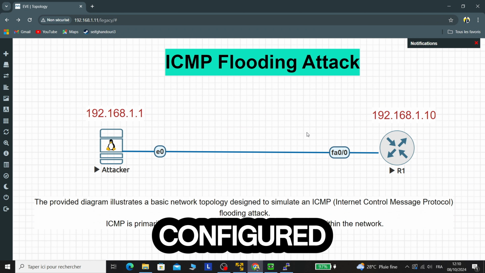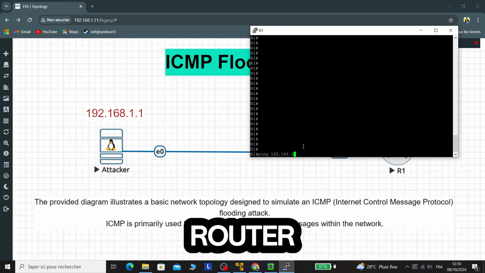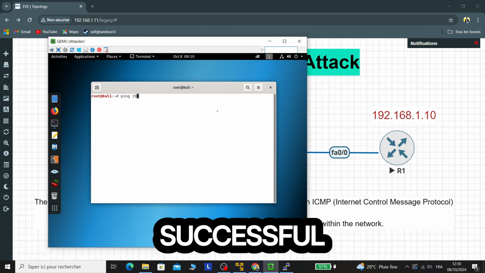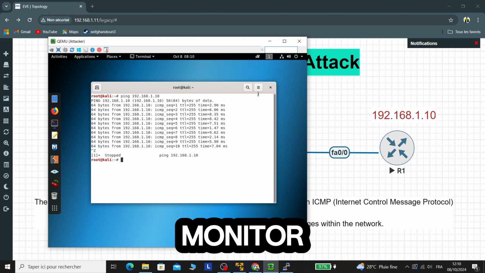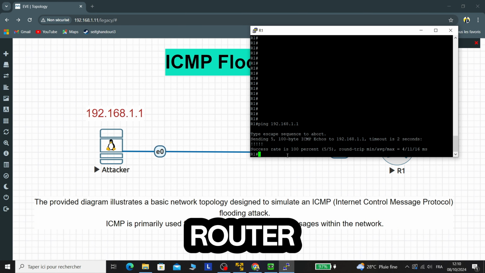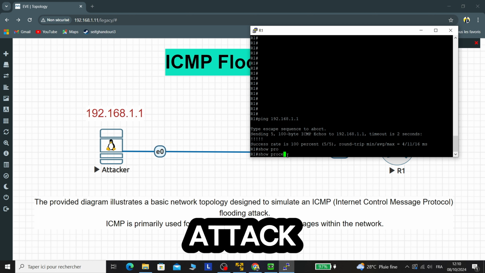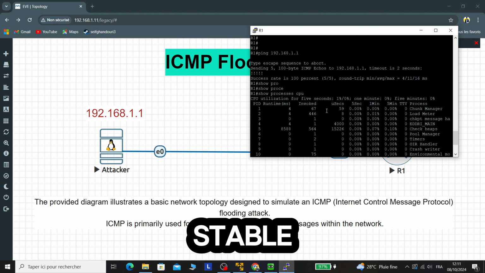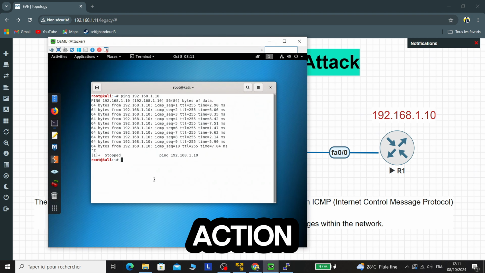With the router configured, let's run a basic ping test between the Kali machine, the attacker, and the router to ensure connectivity. As you can see, the ping is successful, and everything is working as expected. Next, let's monitor the CPU usage of the router. It's important to establish a baseline before we initiate the attack. Here you can see the router's CPU usage is pretty stable at around 10 to 15%. Everything is normal. Now, it's time for the action.